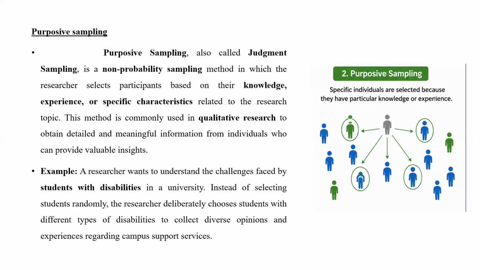is a non-probability method in which researchers select the participants based on knowledge, experience, and special characteristics related to the research topic. It's commonly used in qualitative research to obtain detailed and meaningful information from individuals who can provide valuable insights. For example, researchers want to understand challenges faced by students with disabilities in a university. Instead of selecting students randomly, the researchers deliberately choose students with different types of disabilities to collect diverse opinions and experiences regarding the campus support services.